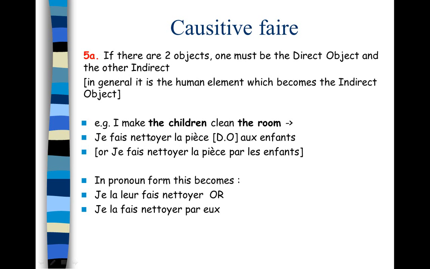Yeah, I have the room cleaned. Je fais nettoyer la pièce. Je fais, present tense of faire, plus our infinitive, la pièce, aux enfants, or par les enfants. Either one is okay. In pronoun form, then, this becomes je la leur fais nettoyer. Because we're going to replace that with la and this with leur. Or, if we're using the par form, je la fais nettoyer par eux. Because par, we've got our preposition here. The next bit is going to be our disjunctive pronoun, like avec eux, chez eux. Two ways to do it.